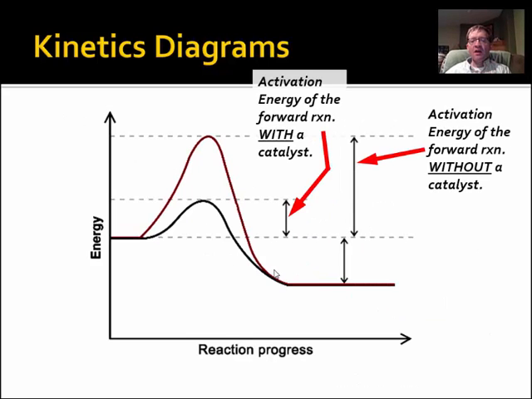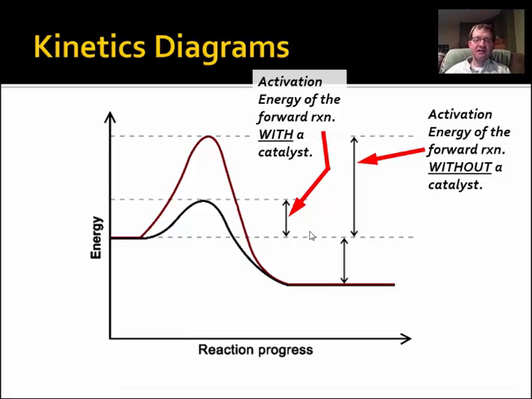And this lower energy curve is the activation energy of the forward reaction, again, going from left to the top of the smaller hill and on through to the products. It means you have to go over a hill this size, this little arrow's size. Activation energy of the forward reaction with a catalyst being used.